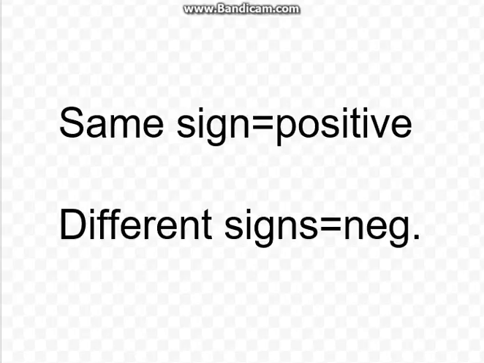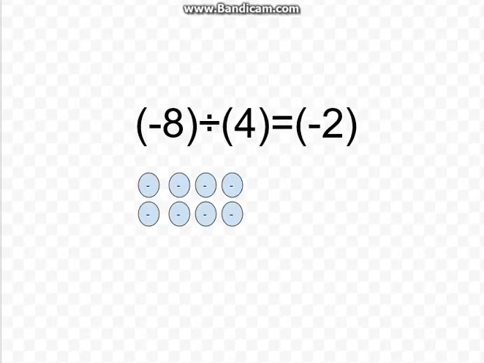So when dividing integers, if the dividend and divisor have the same sign, then the quotient will be positive. For example, same sign equals positive. But when the dividend and divisor have different signs, the quotient will be a negative number. So different signs equals negative.